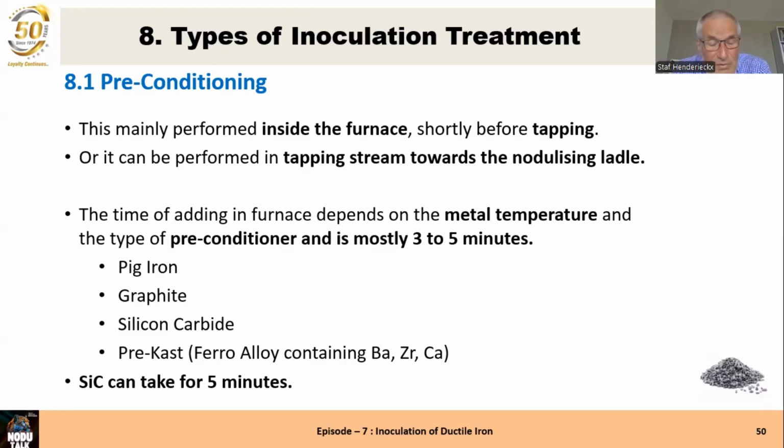And make sure that you have put it under the metal, so that it doesn't stay on top of the metal, because then it does not dissolve properly. You have to put it under the metal. Preconditioning improves the quality of your liquid metal before you start any metallurgical treatment like nodulizing and inoculation.